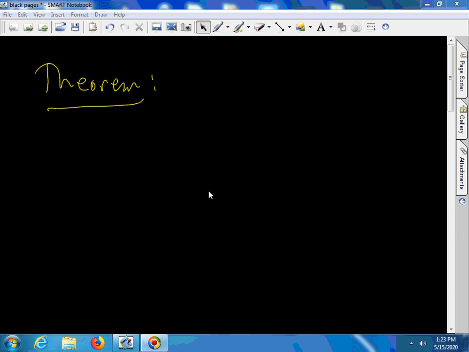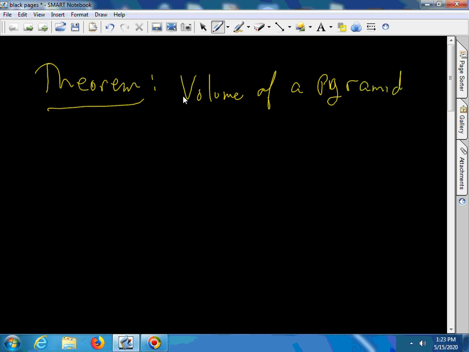Today we are going to find, derive the formula for the volume of a pyramid, so PYR, whose base is square. This is a square base.